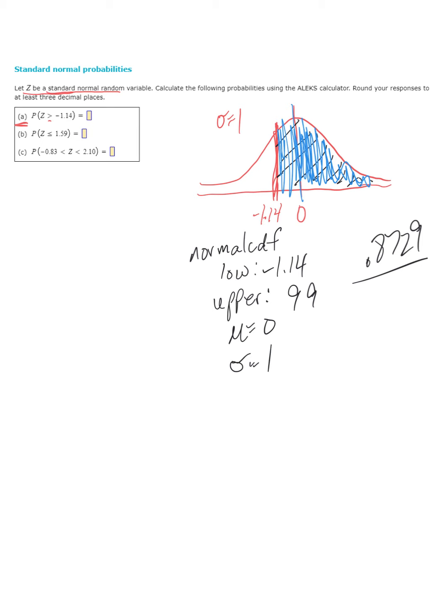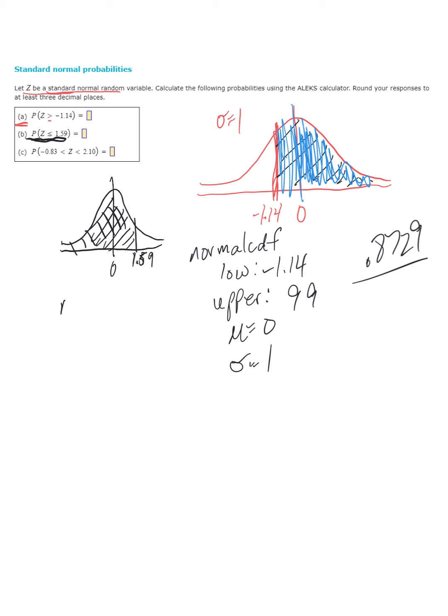All right, let me see if I can get a picture of this one. Z is less than or equal to 1.59. Here's my graph. Remember, 0 is right in the middle on a standard normal. You don't have to have this in the exact right place, it's going to be on the right side. So I got 1.59, and I'm looking for everything less than or equal. So I'm looking for all that area right there. Again, I should be expecting a number bigger than 0.5.